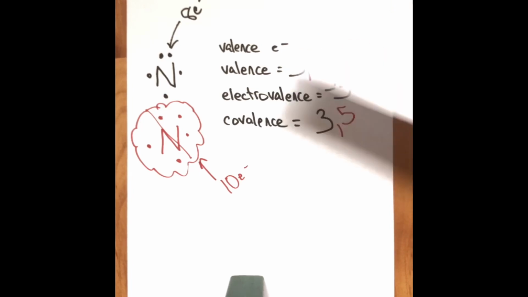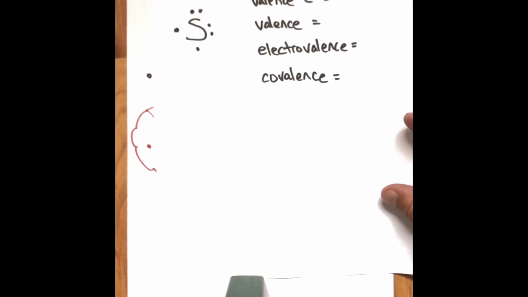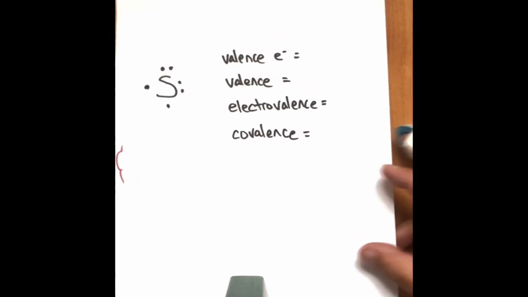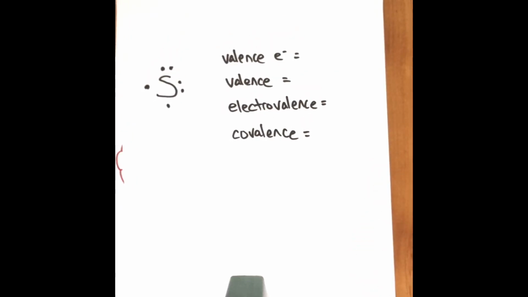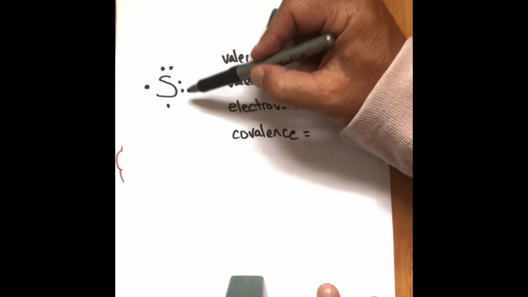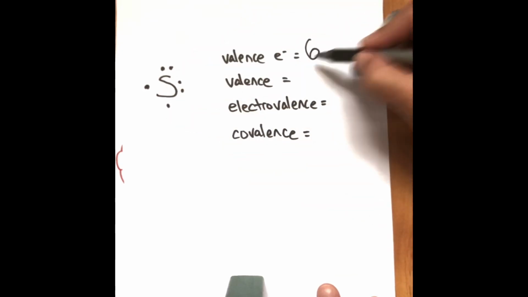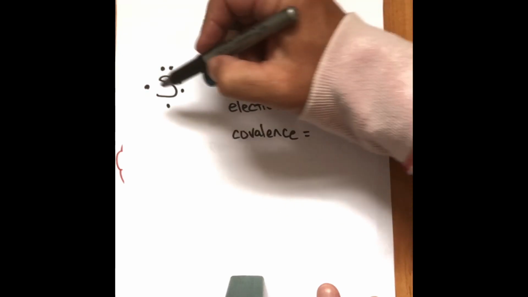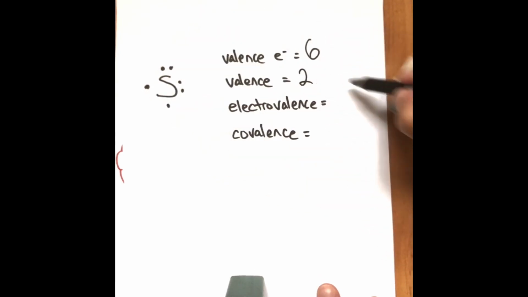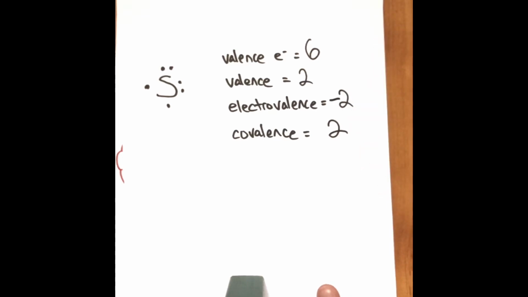Okay? Here's the other exception, and this exception is sulfur. So this is sulfur the way we would normally draw it, right? So it has 1, 2, 3, 4, 5, 6 valence electrons. Valence, count the single electrons, 1, 2. And again, electrovalence has to either have a positive or a negative sign, and sulfur is a nonmetal, so it has to be a negative sign. It's that easy assigning them, okay? Now, here comes the exception.